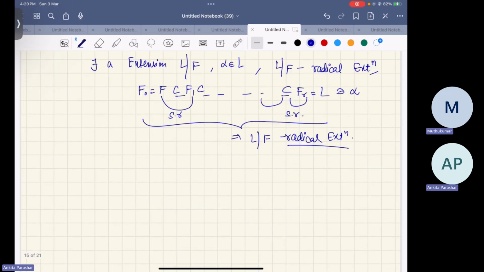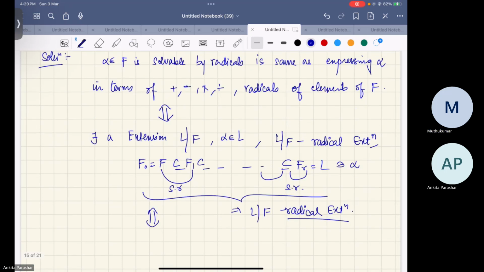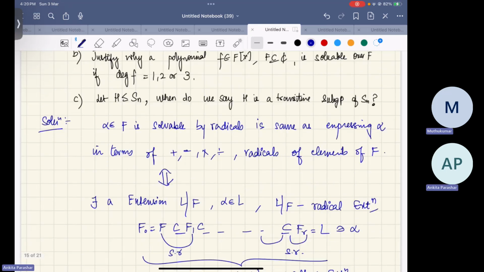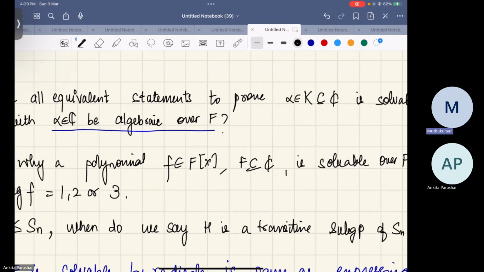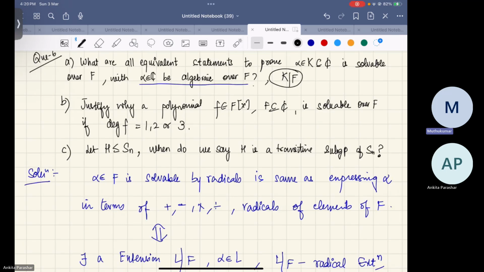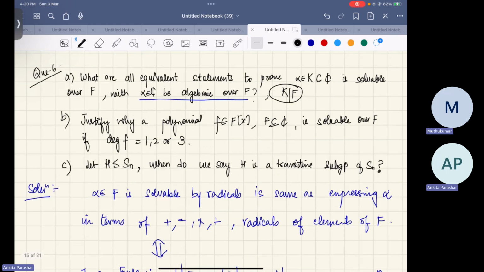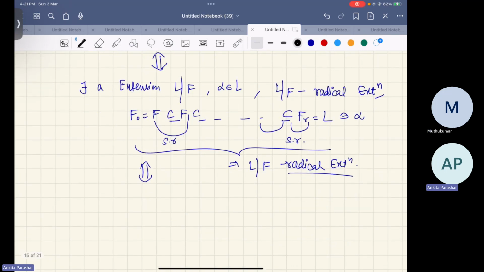Yes. I'm saying there is another. Okay. Alpha in an extension. Well, but I'm taking the extension. Sorry. I should write K over F. Alpha belongs to K. K is an extension of F. Yes. Is separable, solvable by radicals over F. Yes, over F. Thank you. So, is K solvable as such? Yeah, I think it's correct.